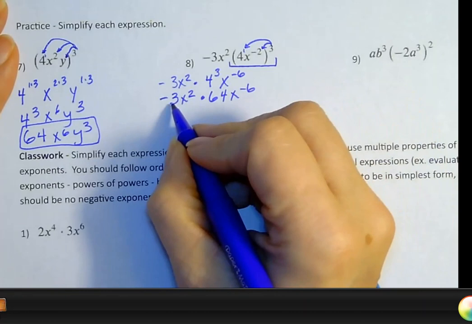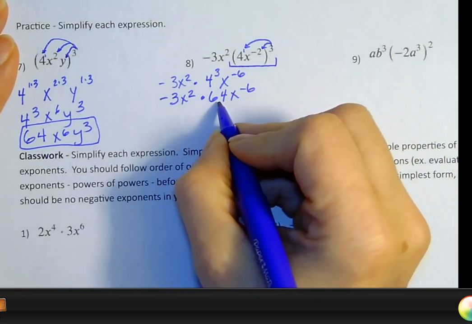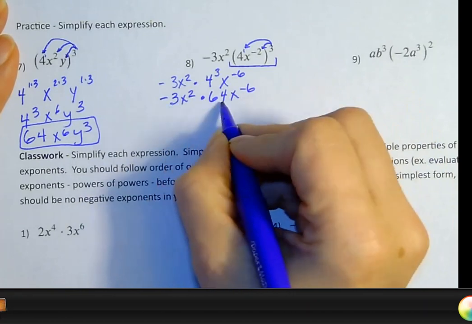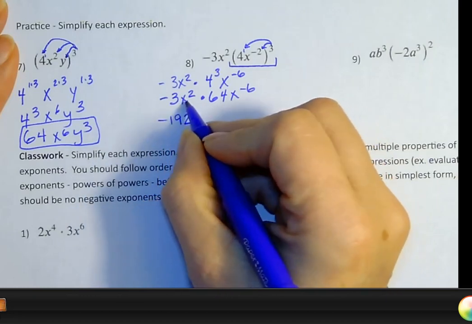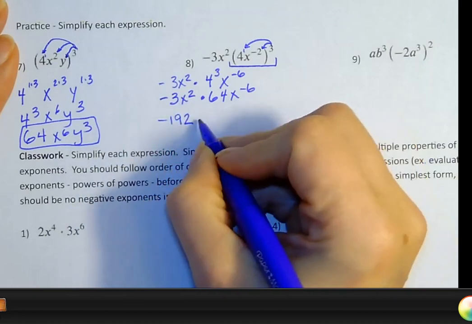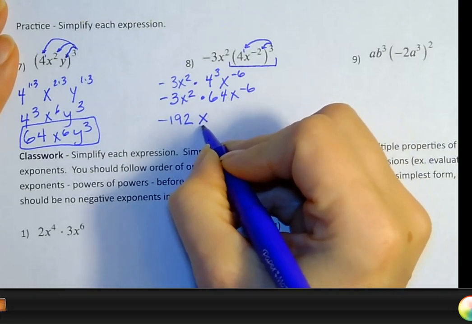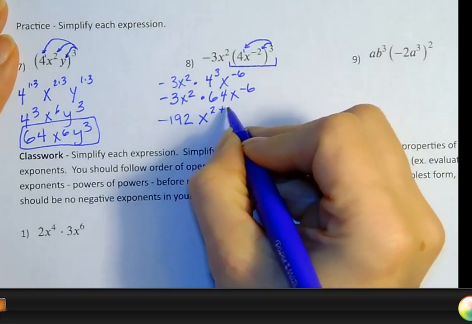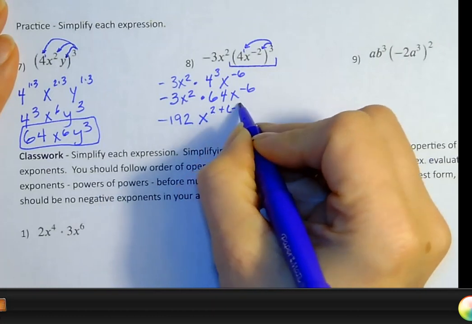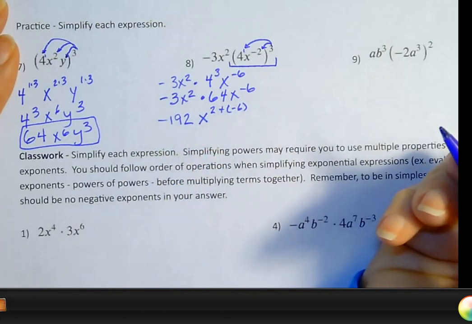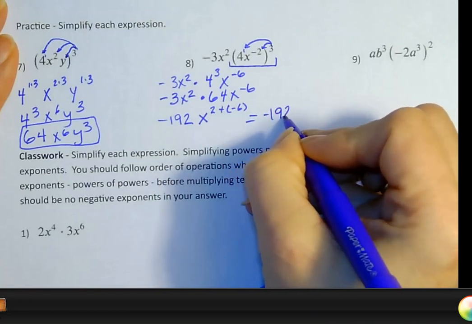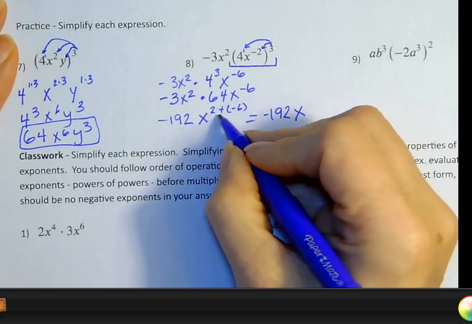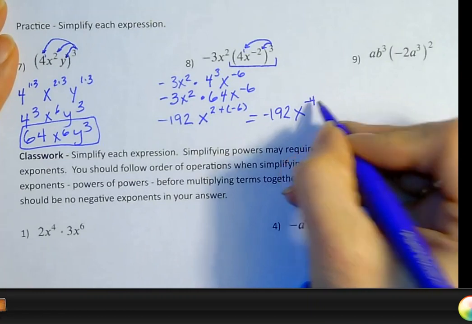And now I'm going to multiply negative 3 times 64. Negative 3 times 64 is negative 192. And then I have x squared times x to the negative 6. So remember, I keep my base and I add those exponents together. So I'm going to say 2 plus negative 6 as my new exponent. So this equals negative 192, x to the 2 minus 6 is negative 4.